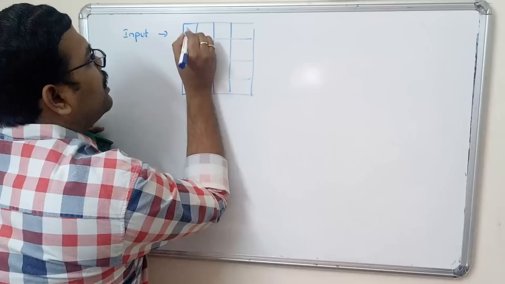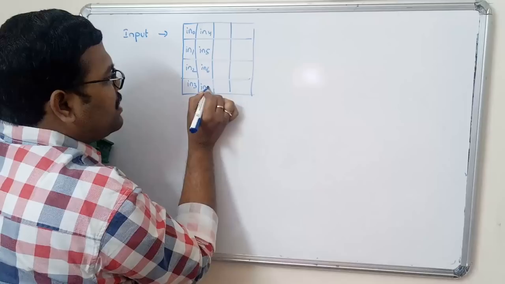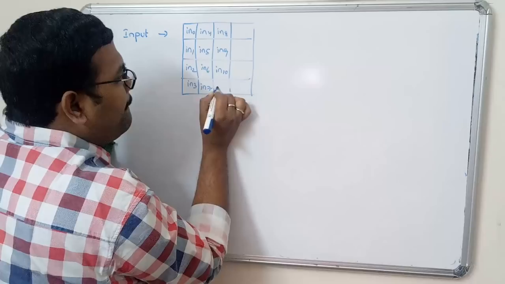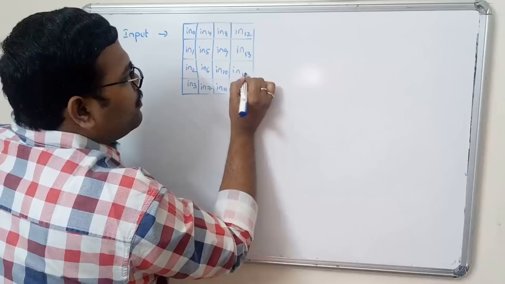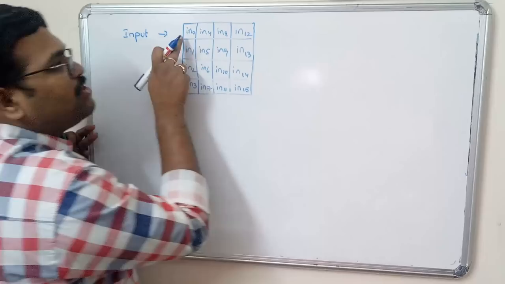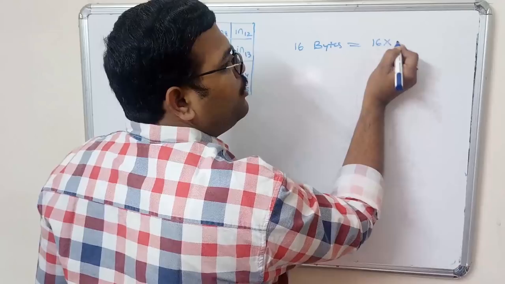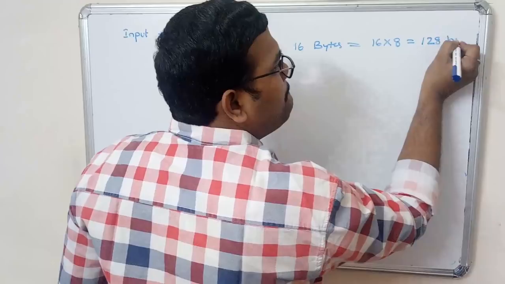Here we have input 0, input 1, input 2, input 3, input 4, 5, 6, 7, 8, 9, 10, 11, 12, 13, 14, and 15. So this is how we will represent the plain text. Each cell represents 1 byte, so in total 16 bytes, which is equal to 16 into 8, that is 128-bit.